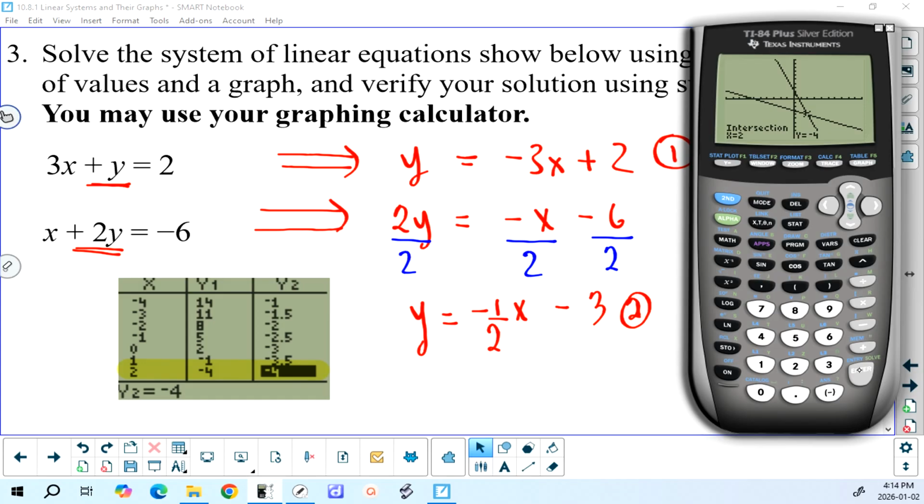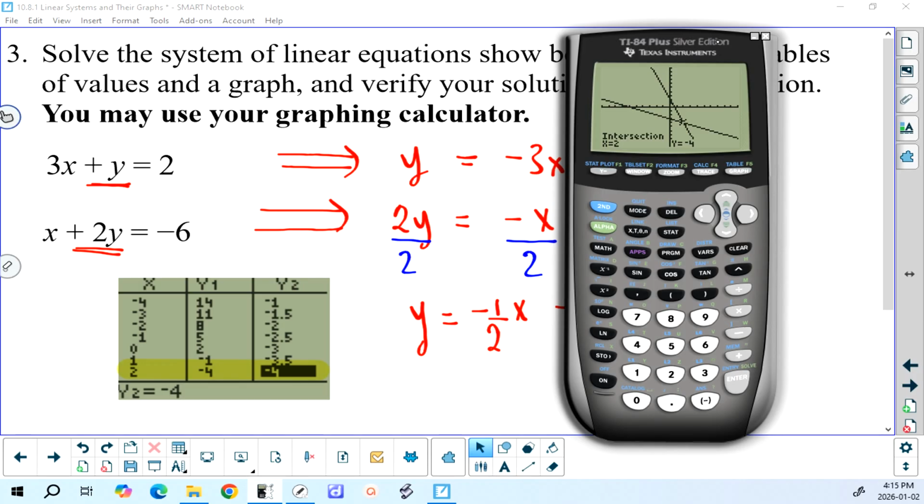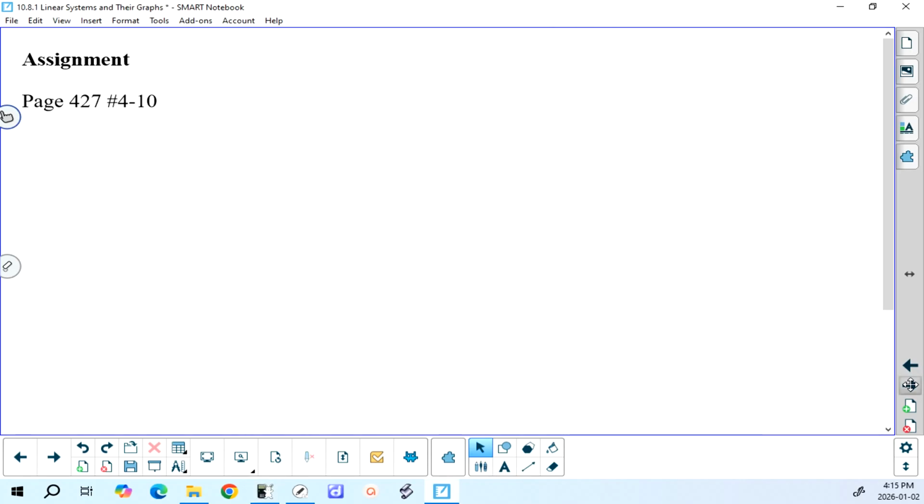Hope that lesson made sense. It's pretty straightforward. Just be careful to make sure that you enter things properly in your graphing calculator, and you should be fine. There are some practice problems on page 427 of the text. I hope that made sense.